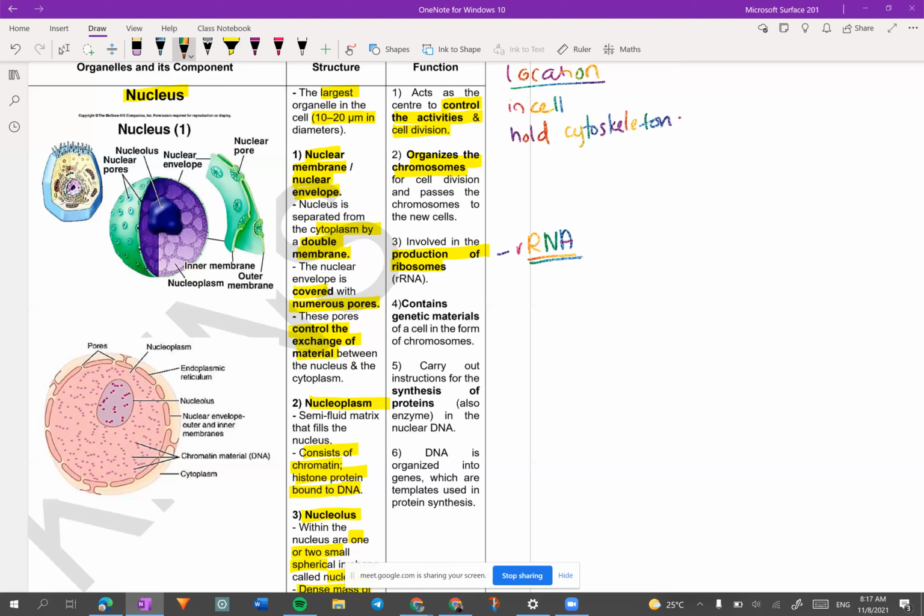So this nucleic acid is the same as DNA. So yeah, it is being manufactured from the nucleus. Kita ada 3 sebenarnya, rRNA, mRNA and tRNA. The one that is involved in the production of ribosome will be the rRNA sebab dia akan membantu untuk translation of mRNA nanti. Okay, tak nampak sangat tapi dia ada function dia. And then it also contains genetic material.